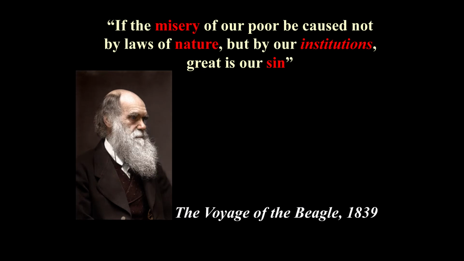So on the one hand, you see the most noble Charles Darwin traveling to collect samples. This is from the Voyage of the Beagle in 1839, and he writes, "If the misery of our poor be caused not by the laws of nature, but by our institutions, great is our sin." Which basically means we accept the fact that natural laws are very brutal and cruel to a lot of humanity, but let's not add misery to them by creating institutions that discard such people. But, of course, this was not Francis Galton's idea. He essentially had the opposite idea, despite the fact that they were very close and they were cousins.